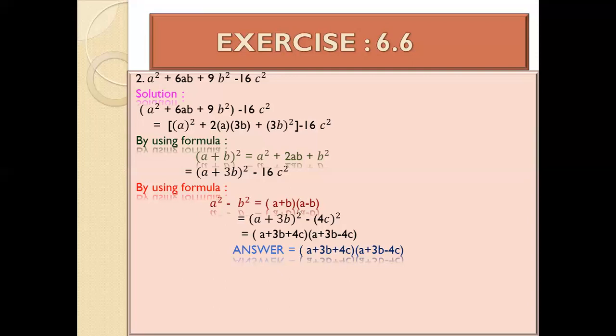(a + 3b)² − (4c)², and a² − b² is equal to (a + b)(a − b). So (a + 3b + 4c) and (a + 3b − 4c). So when we convert a² + 6ab + 9b² − 16c², the answer will become (a + 3b + 4c) and (a + 3b − 4c).